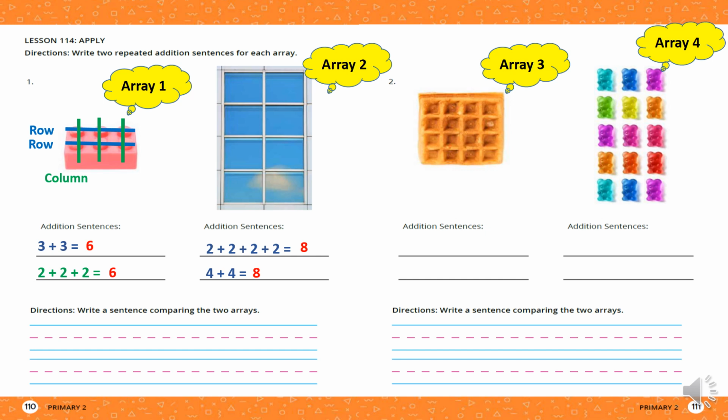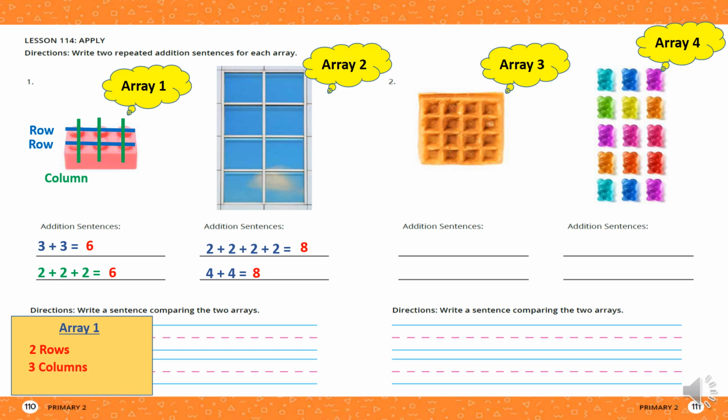Write a sentence comparing two arrays. Now we will compare the two arrays. Array number 1, it has how many rows? Let's count the number of rows. 1, 2. So we will write 2 rows. How many columns? 1, 2, 3. So we will write 3.